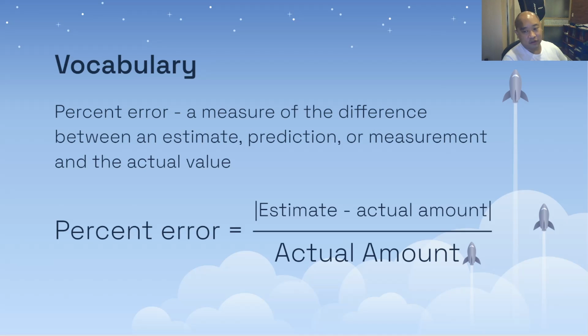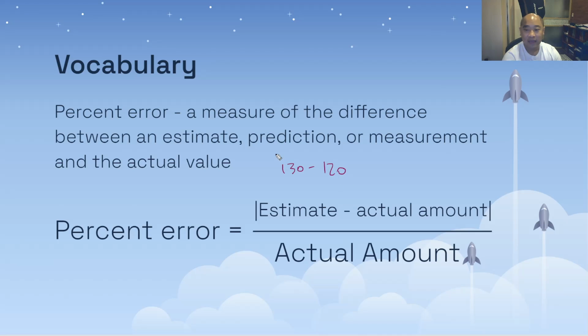Let's talk about this other thing called a percent error. It's a measurement of the difference between an estimate or a prediction and the actual value. So sometimes you will make a guess, and you want to know how far off you are. What we'll do is take our estimate. So let's say that I think I have about 130 students. So that's my estimate. And then I subtract my actual amount. Let's say that I actually have maybe 120 students.